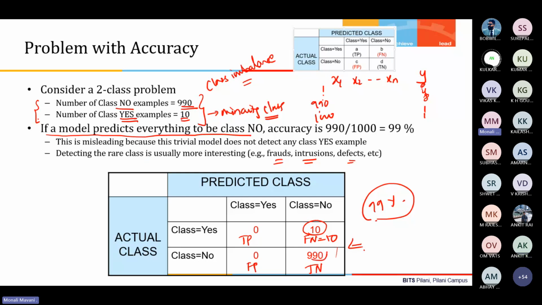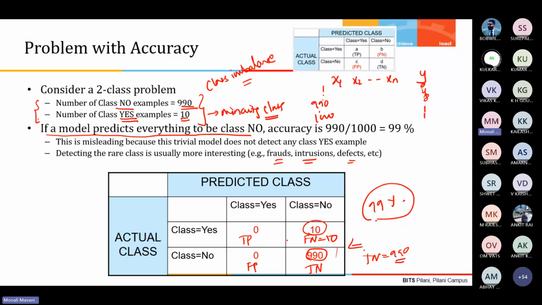So the 990 is giving correctly. What do you mean by 990 for true negative? It is correctly classifying the negative class. But my focus, my goal, is to correctly classify the positive class.